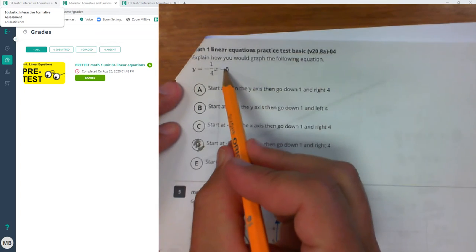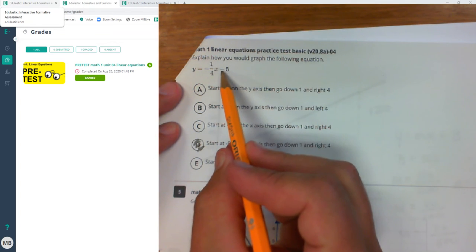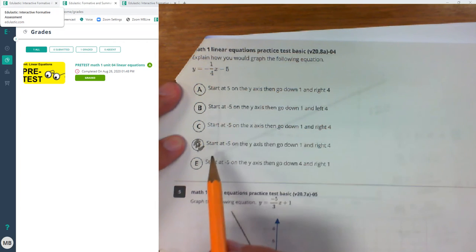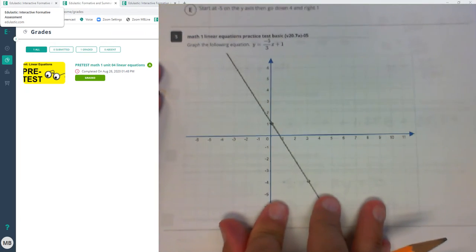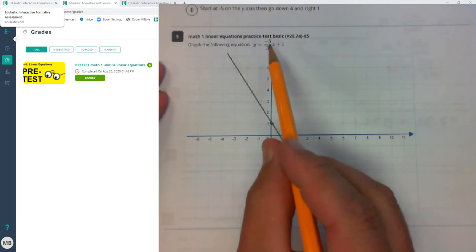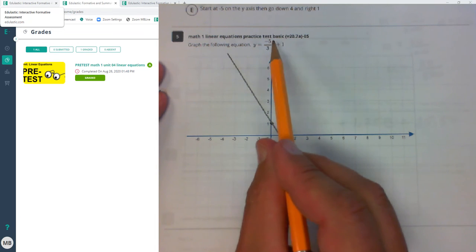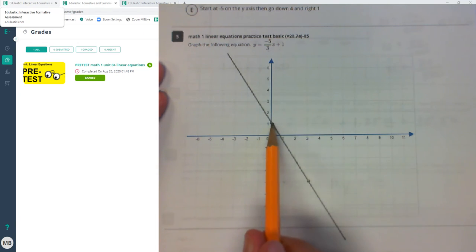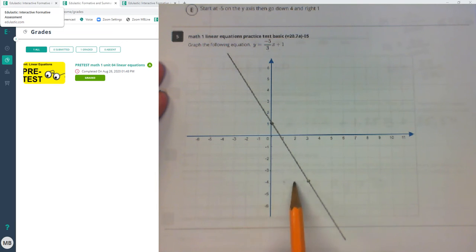All right, on this one, how do I graph this? I start at negative 5 on the y-axis, and then go down 1 and right 4. That looks good. Graph the following equation. This one, I need to start at 1 and then go down 5 over 3. Start at 1, go down 5, 1, 2, 3, 4, 5, over 3. 1, 2, 3.